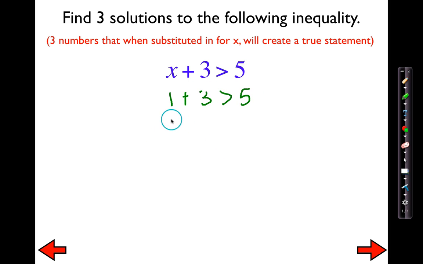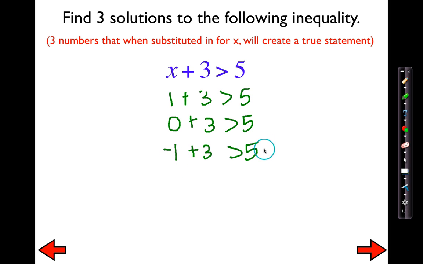What else could I use? X can be 0. 0 plus 3 is also greater than 5. Now notice I cannot use 2, because 2 plus 3 is not going to be greater than 5. It would be equal to 5. So because I can't do any other number larger than 1, I would have to do -1. -1 plus 3 is greater than 5. So those are some examples. In fact, you're going to find that there are infinitely many. If you keep continuing to use negative numbers, this will continue to be true.